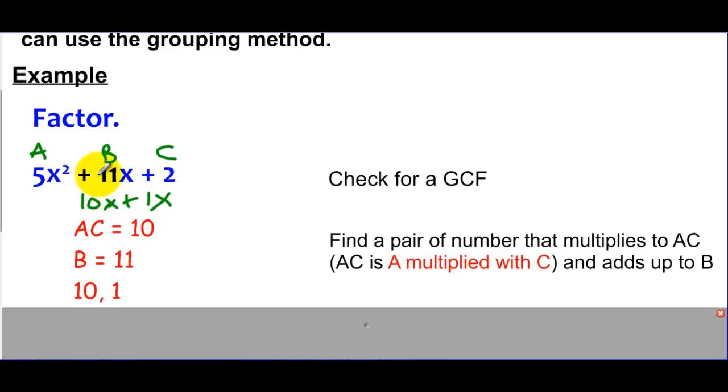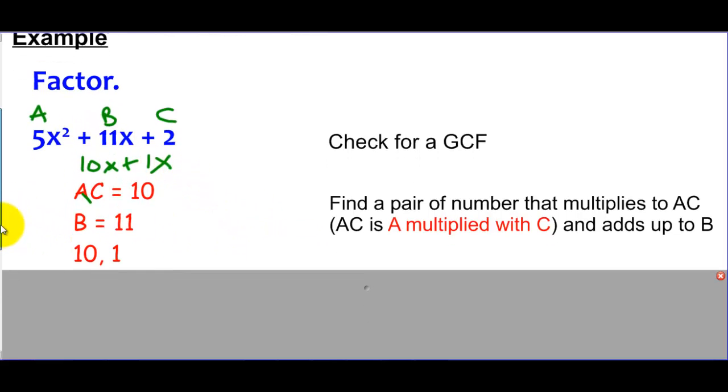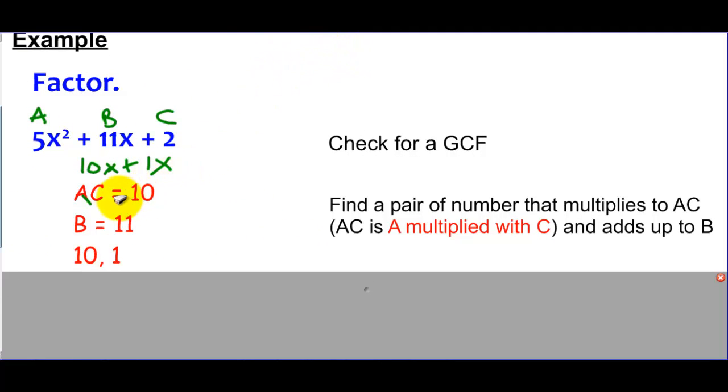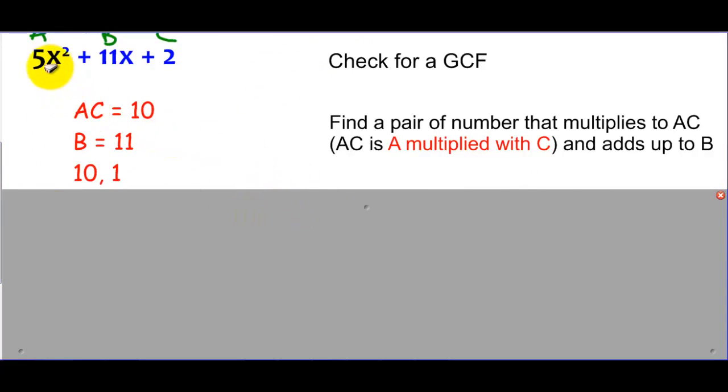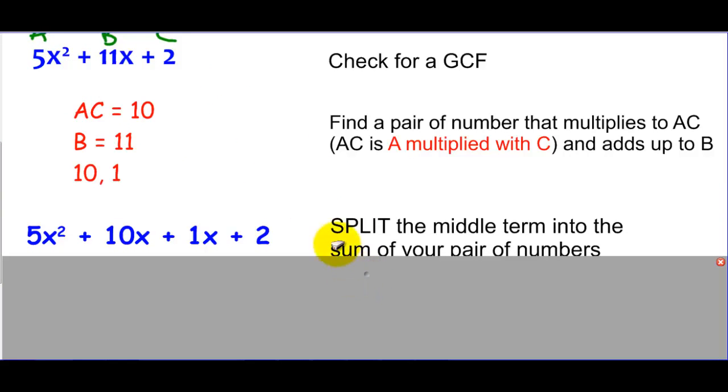Right, so I'm going to get rid of this, and in its place put 10x plus 1x. So I've used a, c, and b to figure out how to split up that middle term. And we're going to do that on the next step. So if you're going to notice, this step right here is going to turn into 10 plus 1.